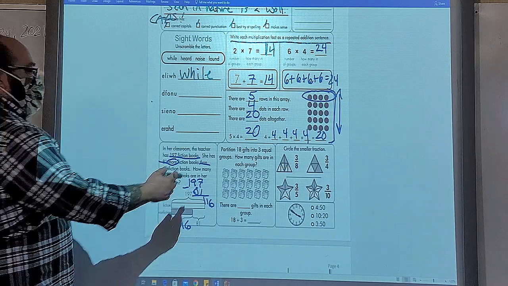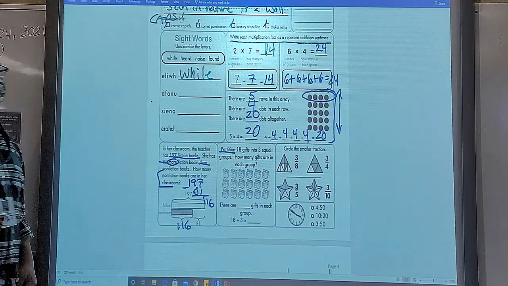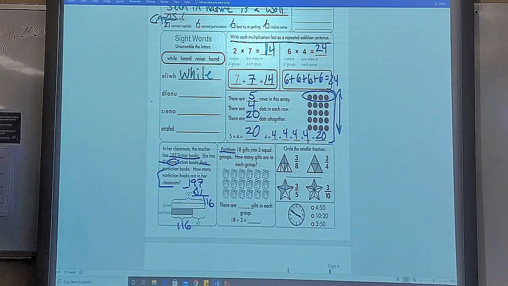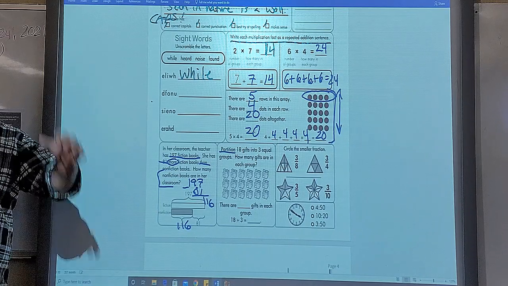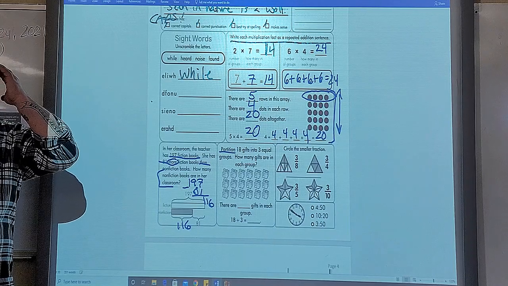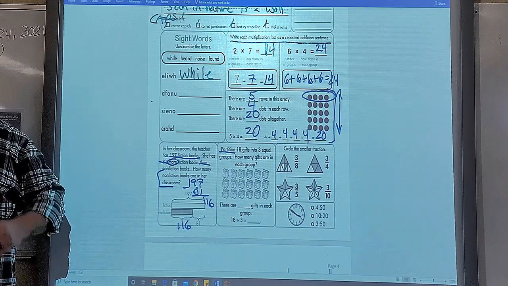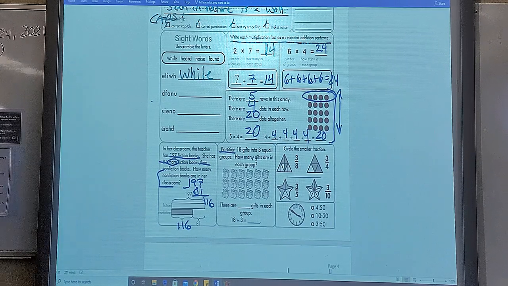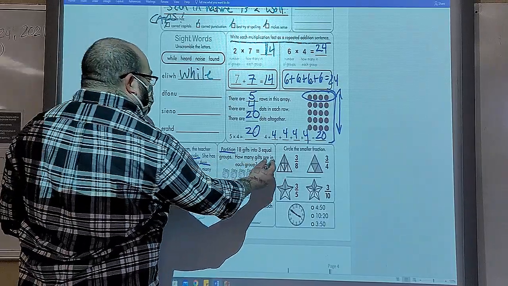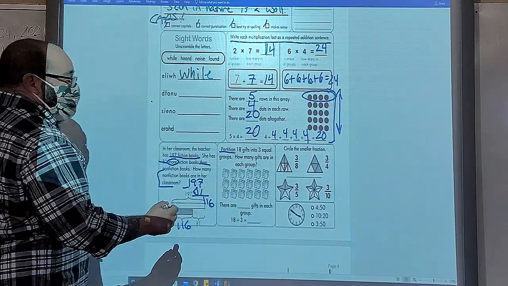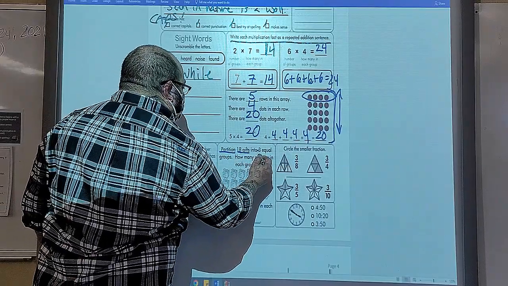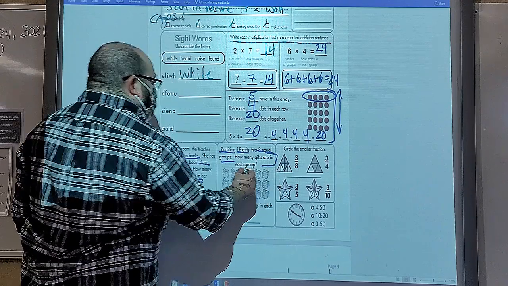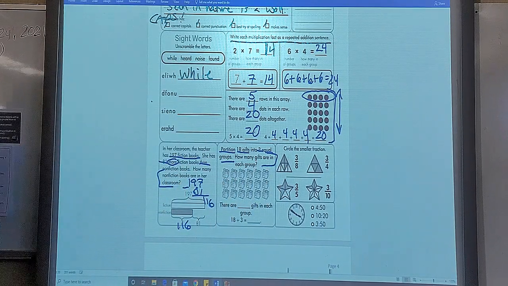Okay, middle one, again, what does partition mean, guys? What's the math term for partition? What's the one we use? What's the word we normally use in math? We've done it several times. Comparing? Nope. Regrouping? It's not regrouping. Grouping. It says 18 gifts into 3 equal groups. How many gifts are in each group? What operation do we use when we're doing grouping like that?